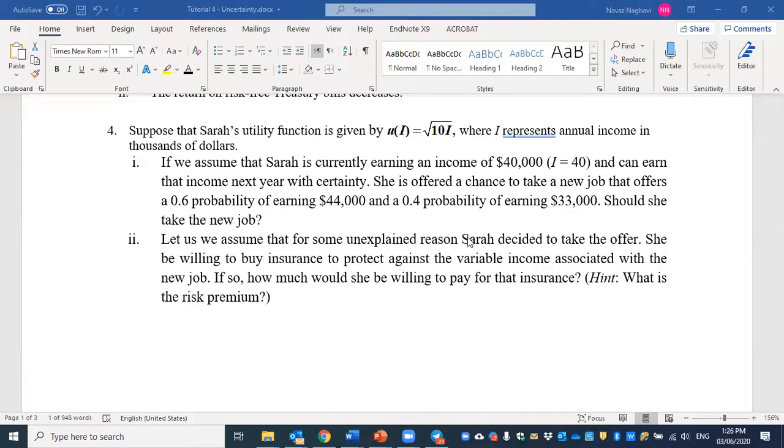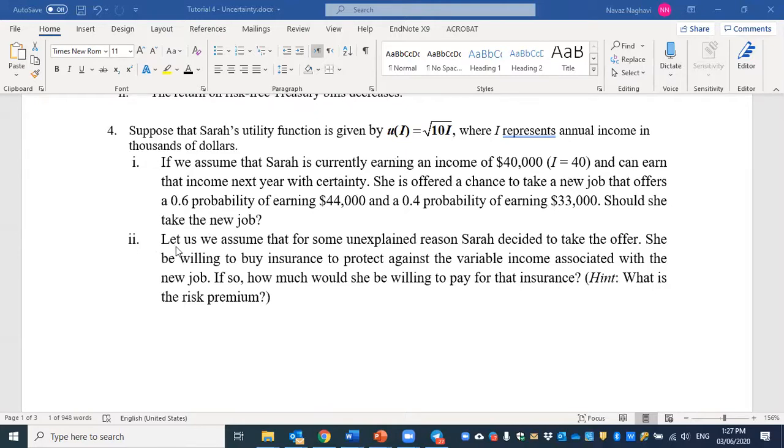It's saying that suppose Sarah's utility function is given like this, where I represents the annual income in whatever unit. Then it's saying that Sarah is currently earning an income of 40,000. For simplicity, you can use I is 40, since income is in thousands of dollars, and she can earn that income next year with certainty. So the certain income is 40, and you put 40 here to get the certain utility. She's offered a chance to take a new job that offers a 60% probability of earning 44,000 and 40% probability of earning 33,000. Should she take the new job?